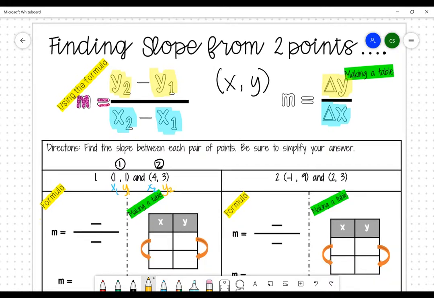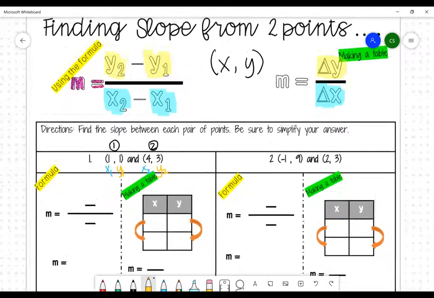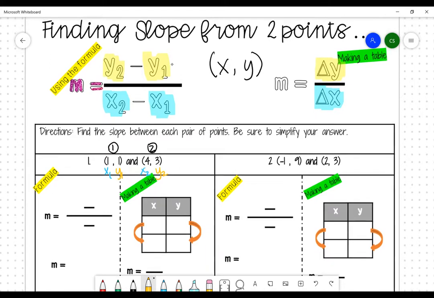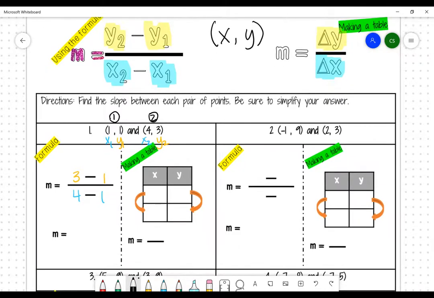So if I know that, all I need to do is plug it into my slope formula. Well, slope formula says y2 minus y1. Well, y2 is 3 and y1 is 1. Well, x2 is 4 and x1 is 1. So I just need to simplify. 3 minus 1 is 2, and 4 minus 1 is 3. So my slope is a positive 2/3.